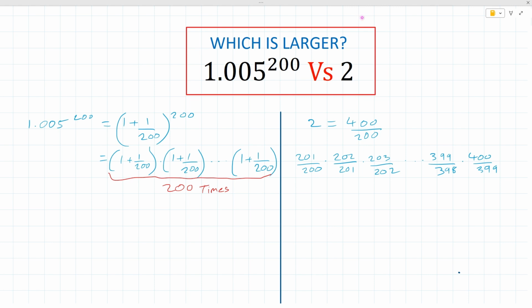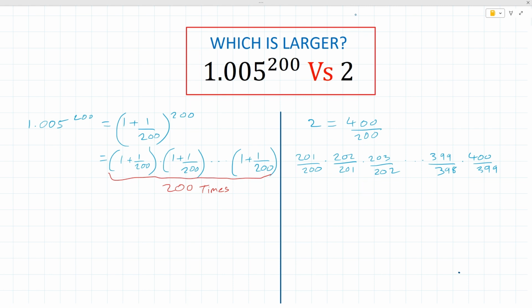Now you might think, what's the point of doing this? Well, if you were to cancel all the terms out, 201 cancels with 201, 202 with 202, 203 and 203 and so on, and then 399 and 399. And in the end, we're left with 400 over 200, just like we had up here. And so this is indeed equivalent to the number 2.